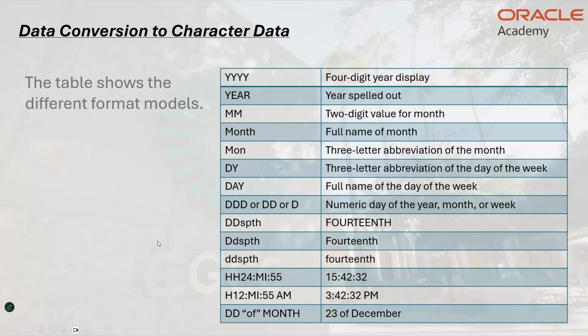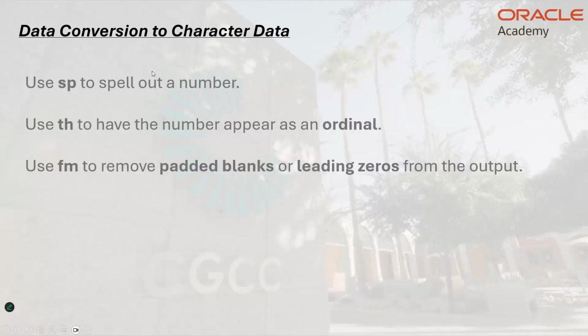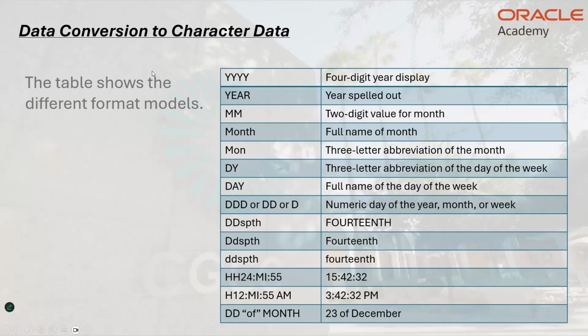All right, so those three are the top level, but as far as this specified format, these are some of the general ones that you would normally see. Let me go through these quickly. If you want a 4-digit year, it's YYYY. If you want the year spelled out, like 1983, if you use YEAR, it would be spelled out with words. MM is a 2-digit value for the month, and MONTH is the full name of the month. Then MON is the 3-letter abbreviation of the month. DY is your 3-letter abbreviation of the day of the week.